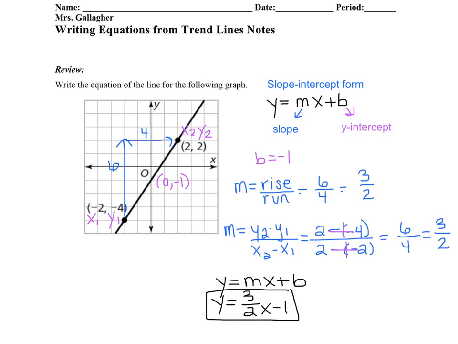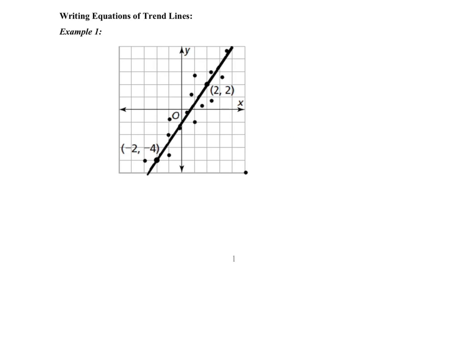So when we are writing equations from trend lines, we will be using the slope-intercept form. Let's do an example together. So in example 1, you're given a scatter plot with a line of best fit, and you're going to use the slope-intercept form. Before you do anything though, you want to use 2 points that are on the trend line. Let's find those points. And they're already highlighted for us. We have (-2, -4), and we have (2, 2). Both of those points are on the trend line.